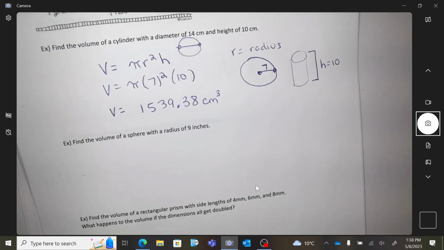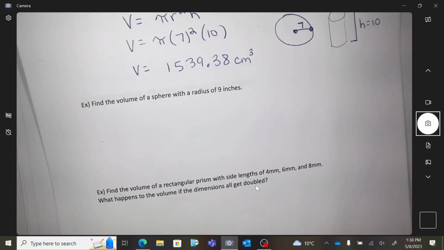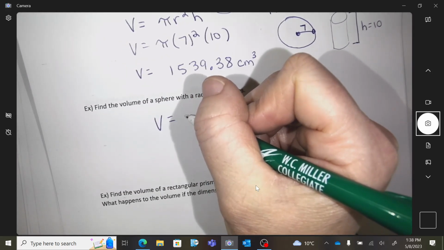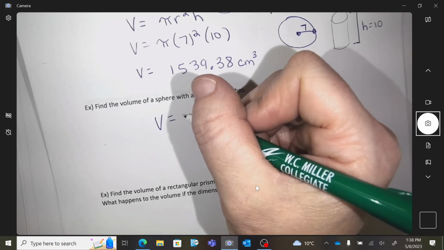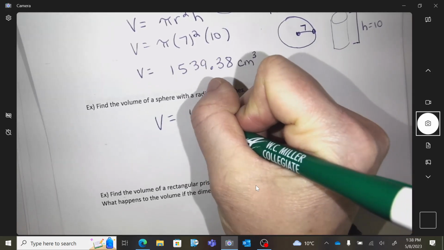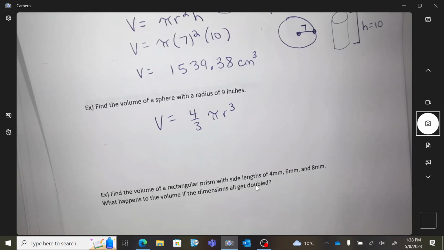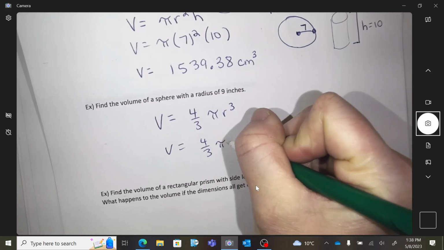Okay, the volume of a sphere. So, test me out here. Is it 4/3 pi r cubed? Anybody looking at the sheet? Again, I don't have a sheet. 4/3 pi r cubed? Yep, okay. 4/3 pi r cubed. And radius, it's already given, so I don't have to do anything with that.